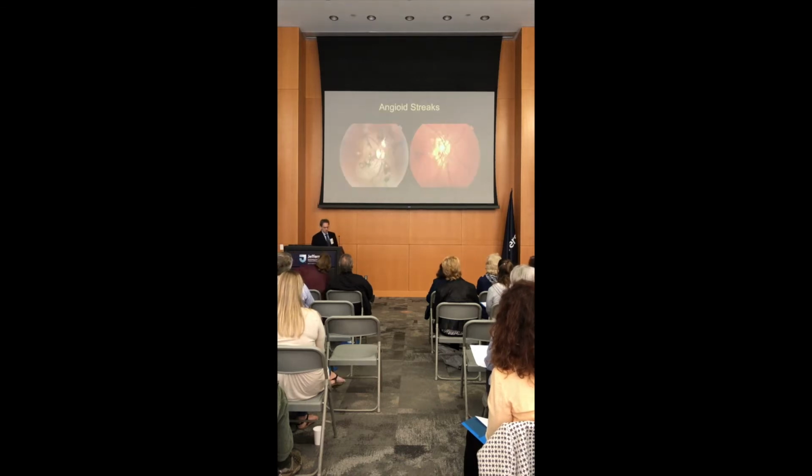Here are some examples of angioid streaks. You can see on the slide on your left that some of them are pigmented, or they can just look like little radiating cracks. It doesn't show so well. They're called angioid because they look similar to blood vessels.